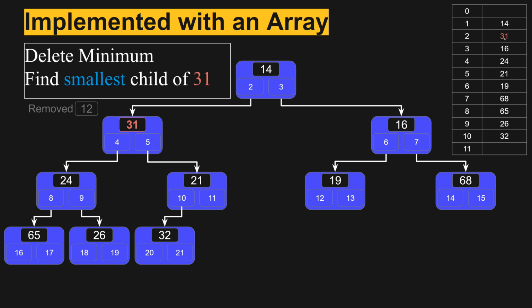Now we check the smallest child for 31 against elements 4 and 5. So 24 and 21. We take the smallest, which is going to be 21. And then we swap 31 and 21 because 21 was less than 31. And so now 31 is moved down to index 5 and 21 is at index 2. We find the smallest child of 31. 32 is the smallest, but 32 is not smaller than 31, so there's no swap. And we have our heap order.